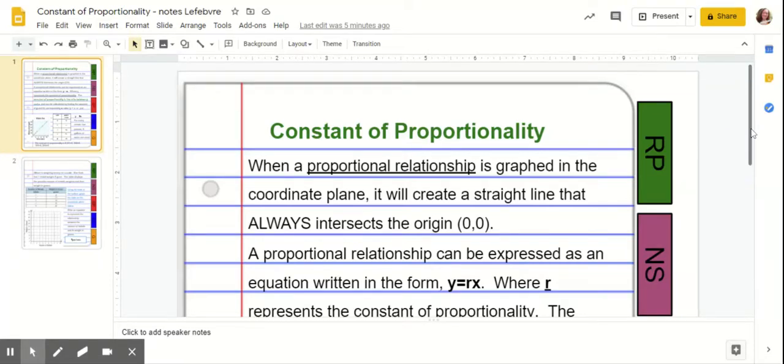Today we'll learn about the constant of proportionality. So we've been talking about proportional relationships. We also did some graphing of those. When a proportional relationship is graphed in the coordinate plane, it will create a straight line that always intersects the origin, (0, 0). A proportional relationship can be expressed as an equation also, not just putting it into a graph.